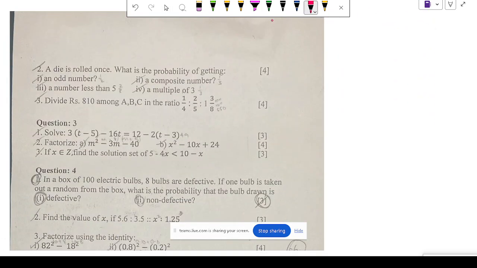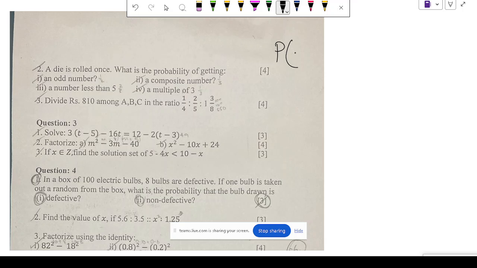Next, probability question. A die is rolled once, correct? Yes. What are the possible outcomes for a die? We can get 6 possible outcomes. Yes, sir. Total possible outcomes are 6. So first question, yes, here. First question.